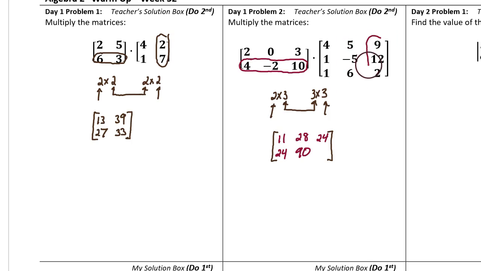And now multiply to this last column. 4 times 9 is 36, plus negative 2 times 12, which is negative 24. So 36 and negative 24 makes 12, plus 10 times 2, 20. This makes 32.